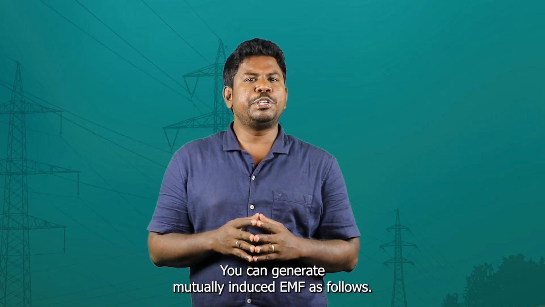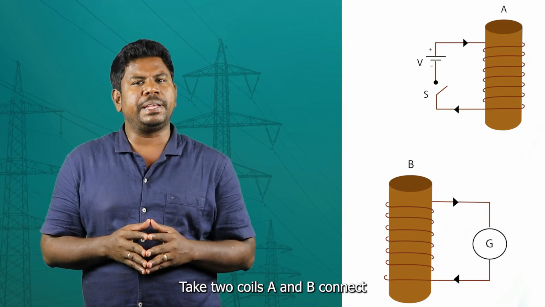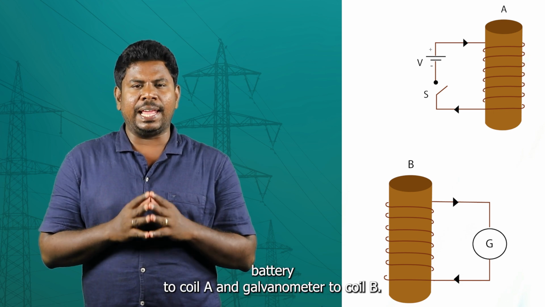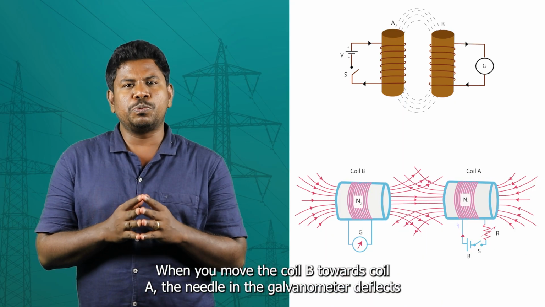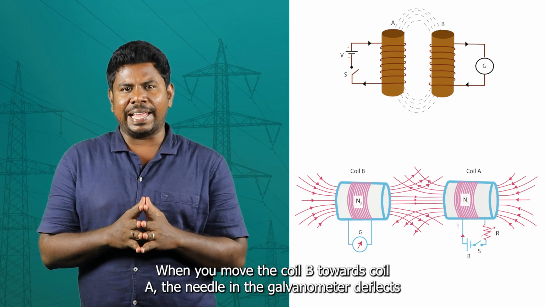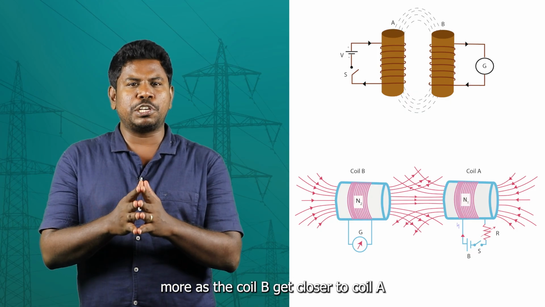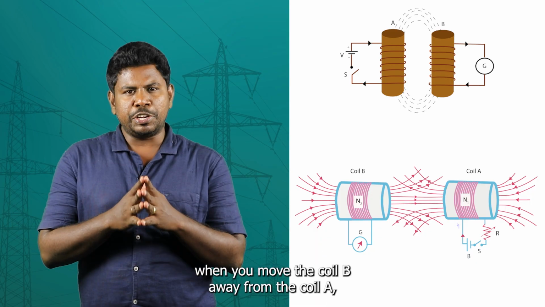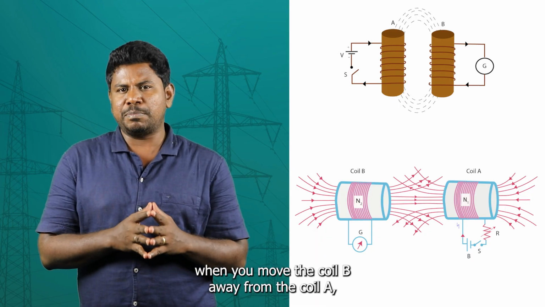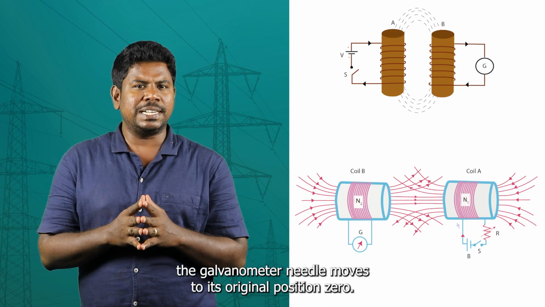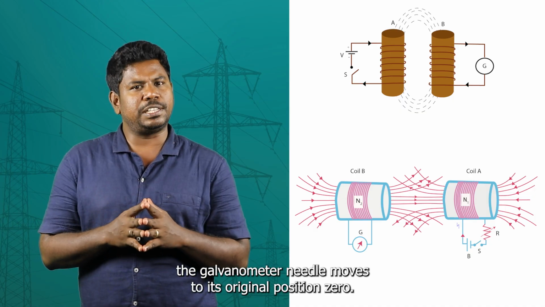You can generate mutually induced EMF as follows. Take two coils A and B. Connect a battery to coil A and a galvanometer to coil B. When you move coil B towards coil A, the needle in the galvanometer deflects more as coil B gets closer to coil A. When you move coil B away from coil A, the galvanometer needle moves back to its original position 0.